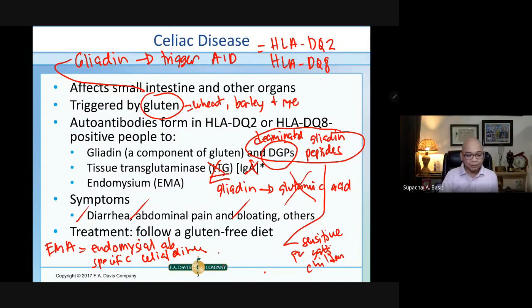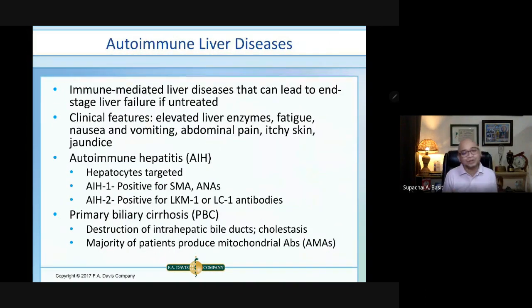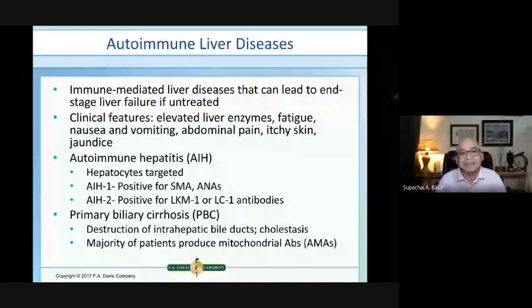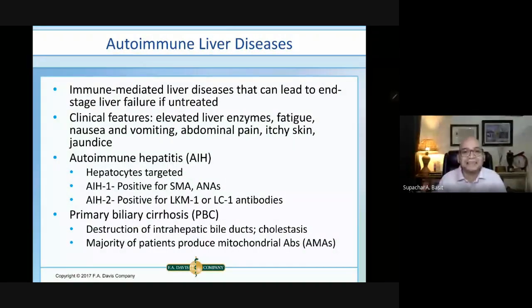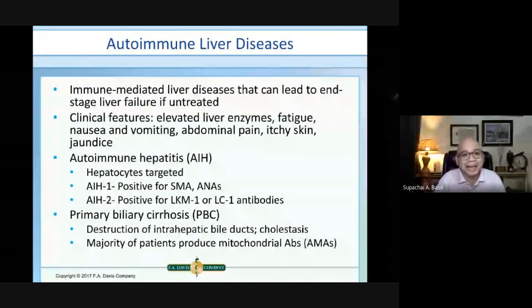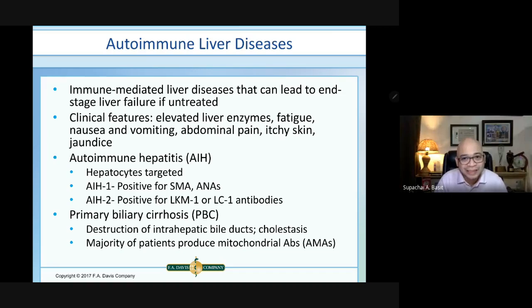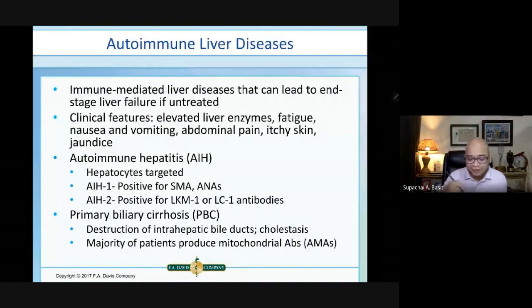Okay. So aside from the celiac disease, we also have the autoimmune liver diseases. Okay? So autoimmune liver diseases would include immune-mediated liver diseases that can lead to end-stage liver failure if untreated. So this one could actually be very fatal. So clinical features would include elevated liver enzymes.